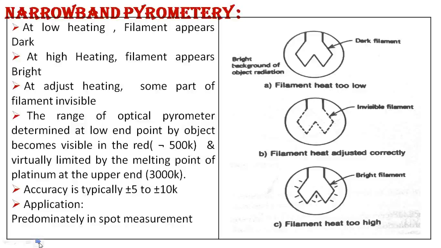The range of the optical pyrometer is determined at the low end by the object becoming visible in the red, about 500 Kelvin, and at the upper end, 3000 Kelvin, virtually limited by the melting point of platinum. Accuracy is typically plus or minus 5 to plus or minus 10 K. Application is predominantly in spot measurement. So this diagram shows how the filament heating and the filament appearance are related.